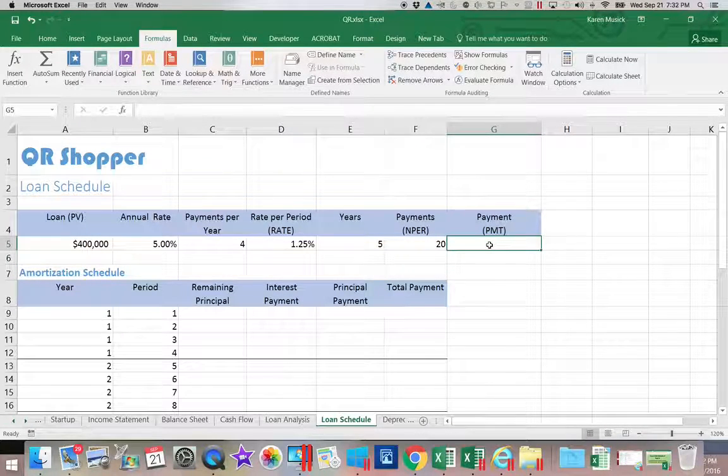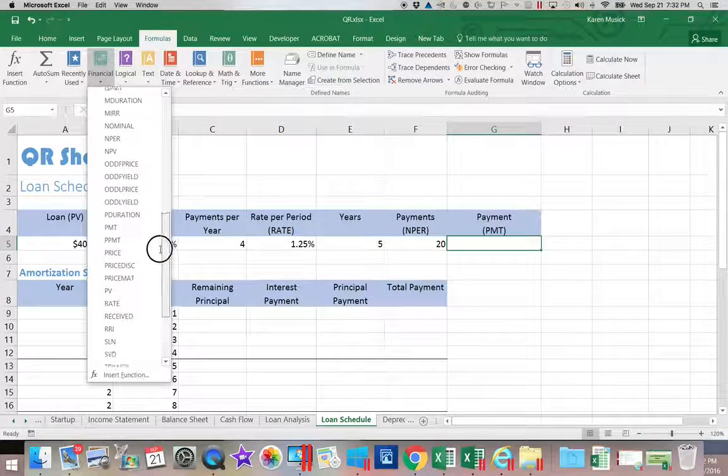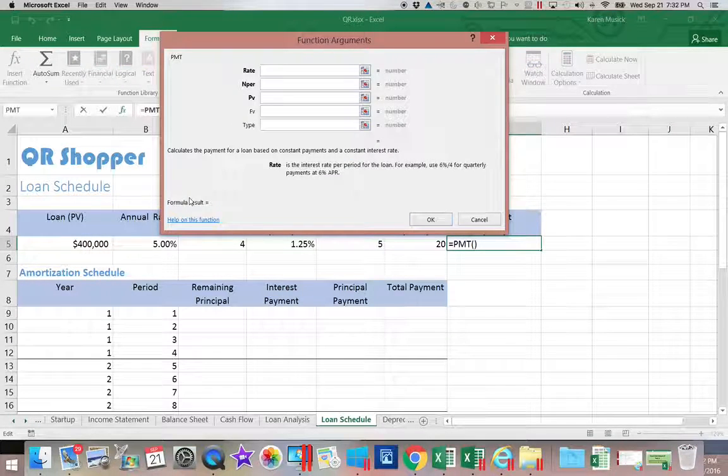It's always a good idea at the top of our loan amortization schedule to have the actual payment amount that we need. So we're going to use the financial function. Scroll down till we find PMT. And we're going to use the information on row 5. So we have the rate, which is in column D. The number of payments or periods is in F, and then our present value is in A.